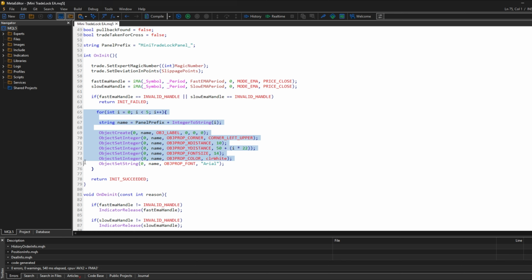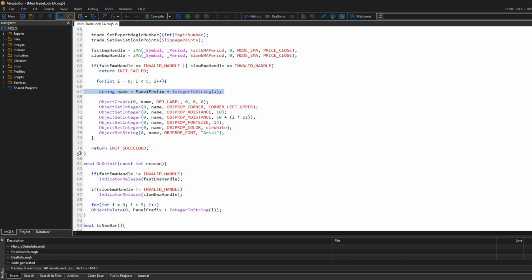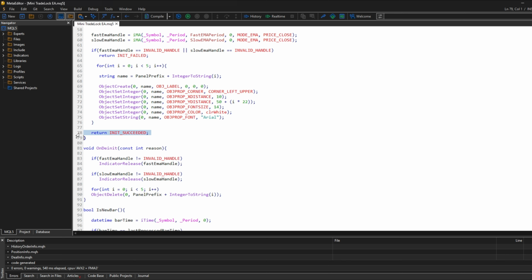We loop 5 times because we want 5 possible lines on the chart. And for each line, we create a label object. We set it to the top left corner. We set its X and Y distance. We set the font size, the color to white, and we set the font to Arial. The Y distance uses 50 plus i multiplied by 22. So each label appears underneath the previous one. Then if everything is created correctly, we return INIT_SUCCEEDED.